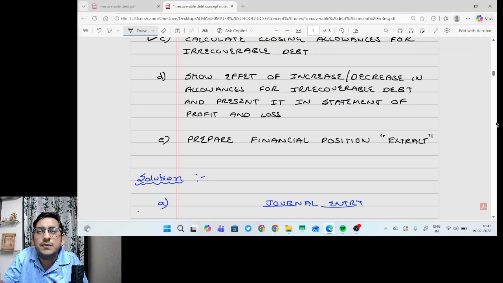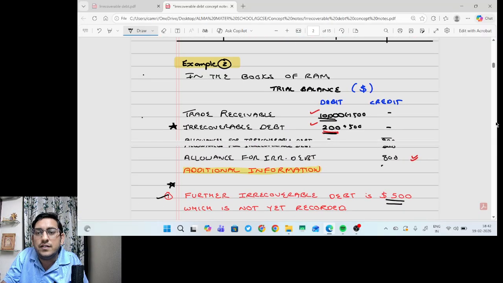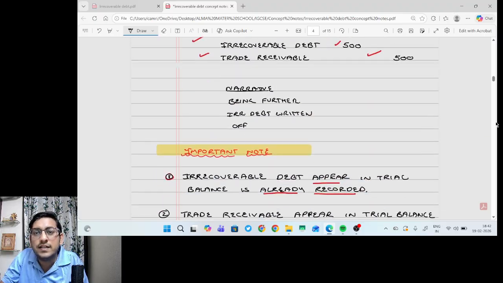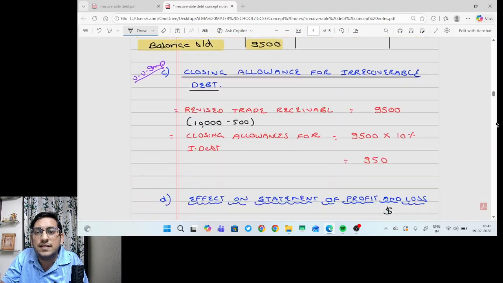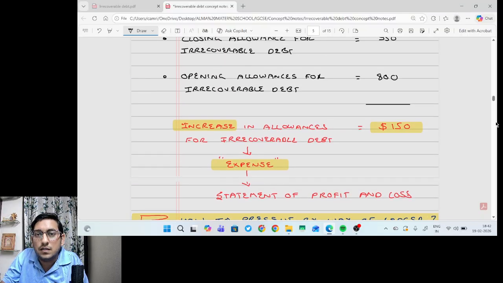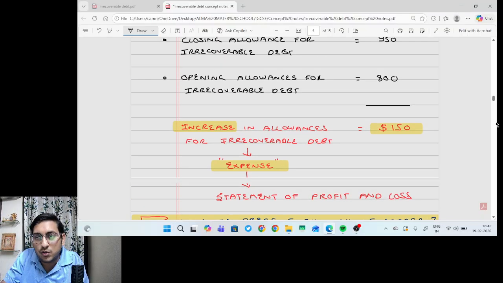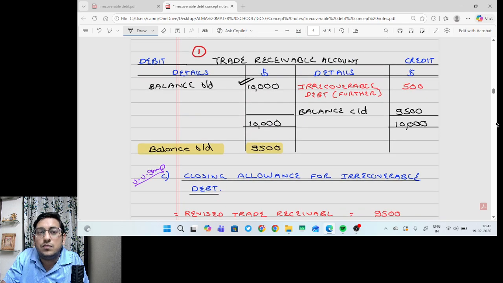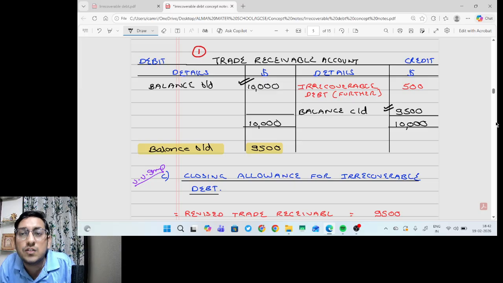Then allowances for irrecoverable debt balance is given as how much? 800. Now it is given in the credit side of the trial balance. So allowances for irrecoverable debt will also come on the credit side. The opening balance is credit, right? In between, I have given the explanation of all the calculation. Now we have to pass an entry for further irrecoverable debt. So entry will be irrecoverable debt account debit, trade receivable account credit. So I get the revised value of trade receivable, that is 9,500. And this 9,500 will again become the opening balance.